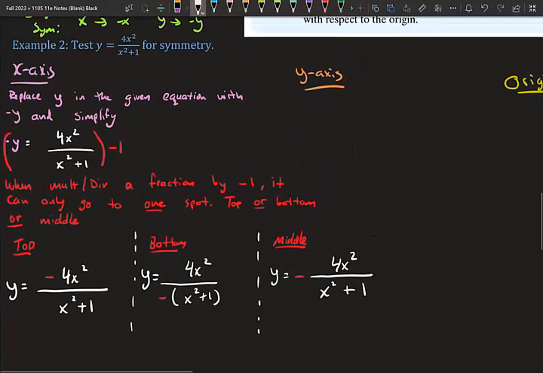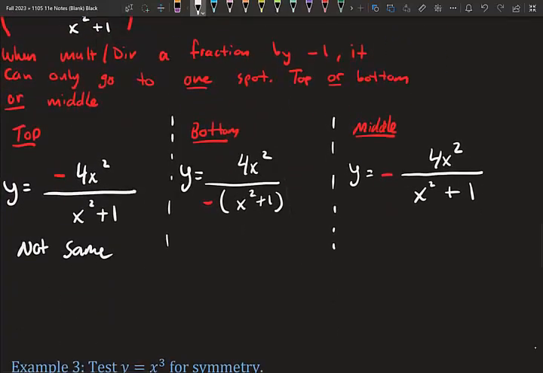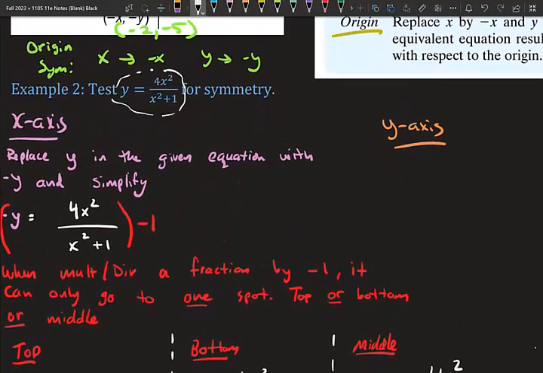Let's go back to the original equation. The original equation is y equals 4x squared over x squared plus 1. So let's see, do we have that in our final versions? For the top, that's negative 4x squared. So no, that's not the same as what was given. If we look at the bottom, that's not the same because there's not supposed to be a negative there. It's not the original equation, so it's not the same. If we look at the middle, that's also not the same.